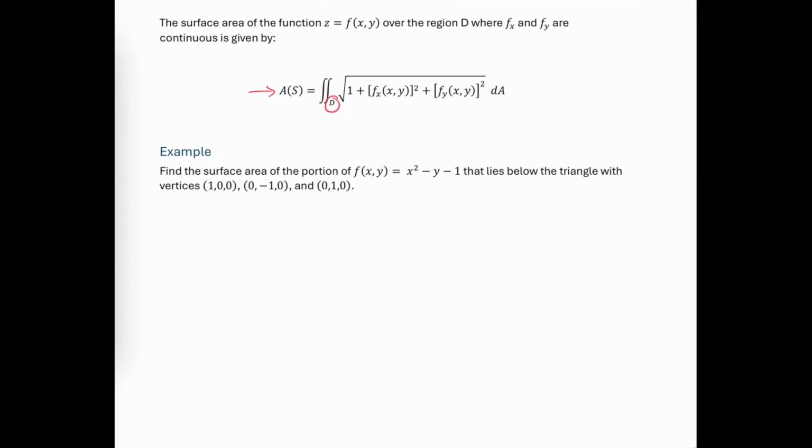domain region. So the first thing I want to do is get a picture of that domain region so we can decide our order of integration. So let's graph these ordered triples. We first have (1, 0, 0). We have (0, -1, 0), and (0, 1, 0).